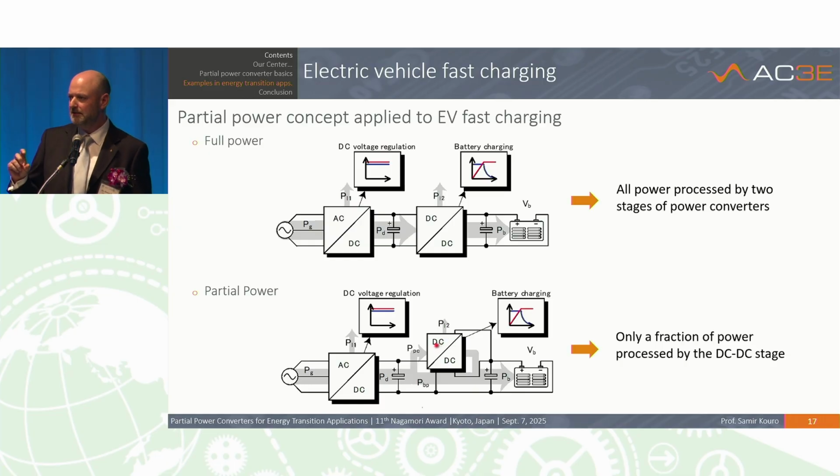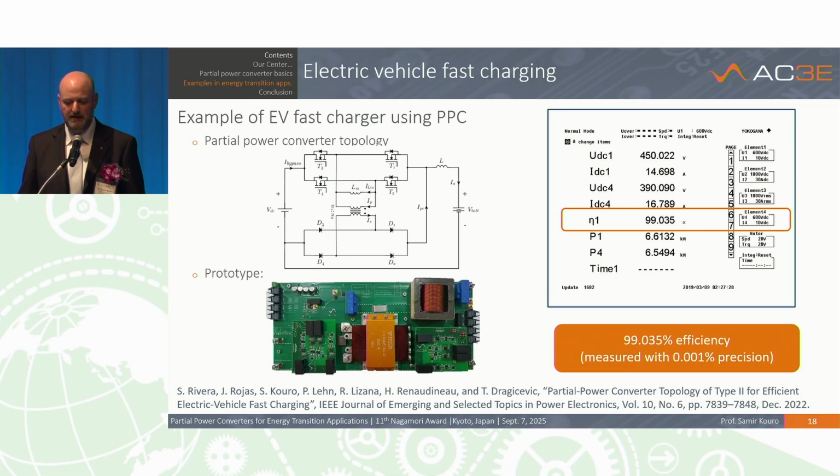Because the battery in the electric vehicle has a wider voltage range than the photovoltaic system, we achieve here only a 30% of partiality ratio, but still a third of the volume, a third of the weight, and a third of the cost is actually a very good improvement. This was the first prototype we did, and we achieved 99% of efficiency.